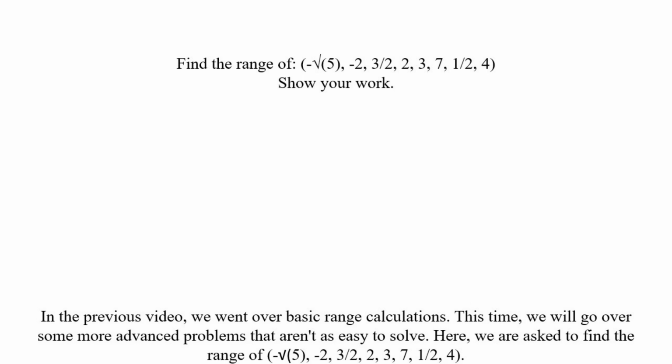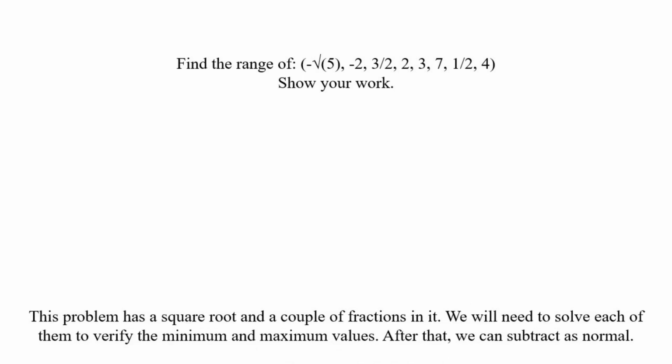Here, we are asked to find the range of the negative square root of 5, negative 2, 3 halves, 2, 3, 7, 1 half, and 4. This problem has a square root and a couple of fractions in it. We will need to solve each of them to verify the minimum and maximum values. After that, we can subtract as normal.